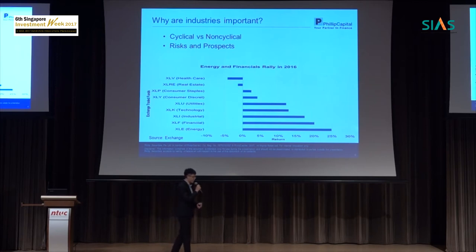The second thing, which is more important, is that we want to know the risks and the prospects of the industry that we're investing in. So let's look at the chart below as an example. We can see that the energy sector actually outperformed in the US as of 2016, in comparison to the healthcare sector. So why is this so?